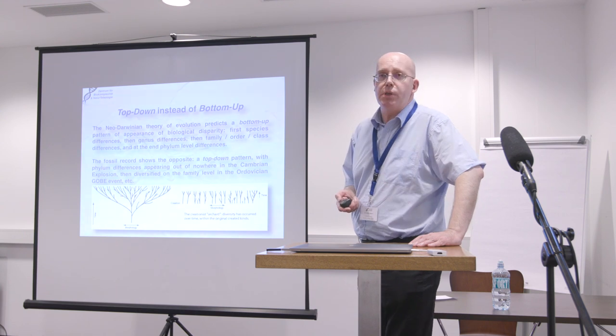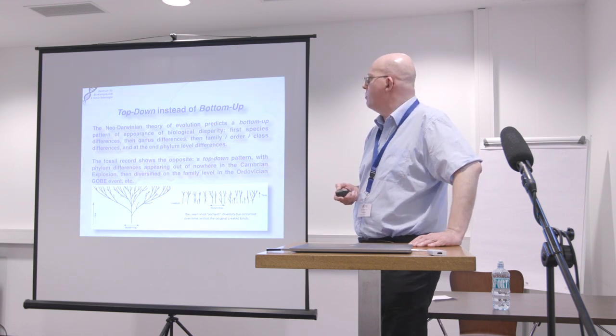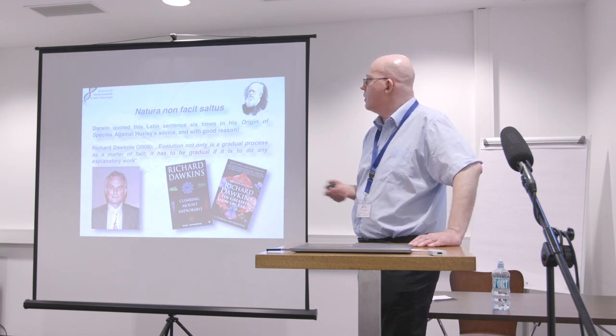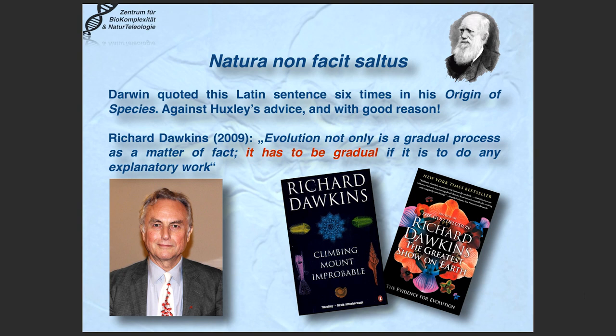But this is not the only prediction that Darwinism makes. There's a much more important prediction, and that is gradualism. And it's not for nothing that Darwin wrote in his magnum opus a Latin sentence six times, natura non facit saltus, nature doesn't make jumps. And there's a reason why he did this, in spite of warnings from his friend Huxley, that Darwin emphasized this gradualism: because Darwin wanted to present a naturalistic explanation. He was aware that any kind of non-gradual processes, saltational processes, are in conflict with naturalism.